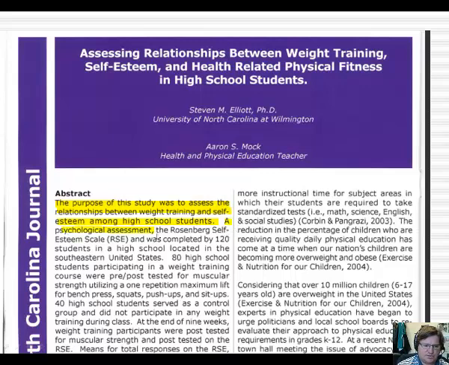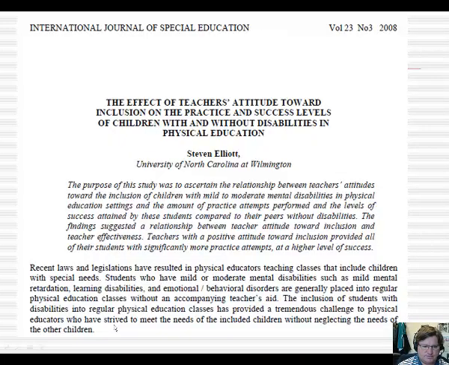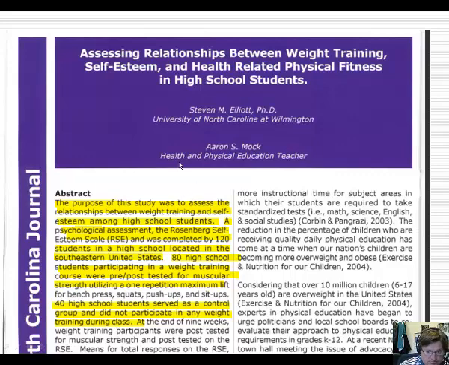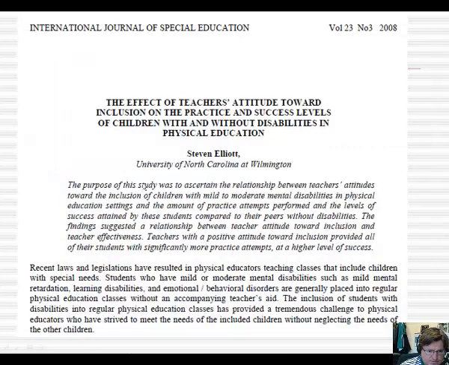A psychological assessment, the Rosenberg Self-Esteem Scale, was completed by 120 students in a high school located in the southeastern United States. 80 high school students participating in a weight training class were pre- and post-tested for muscular strength, and 40 students served as a control group and did not participate in any weight training during class. Okay? And if you're really interested in that study, I can share it with you. Here's another one, and this one goes back. This was actually a branch off of my dissertation.